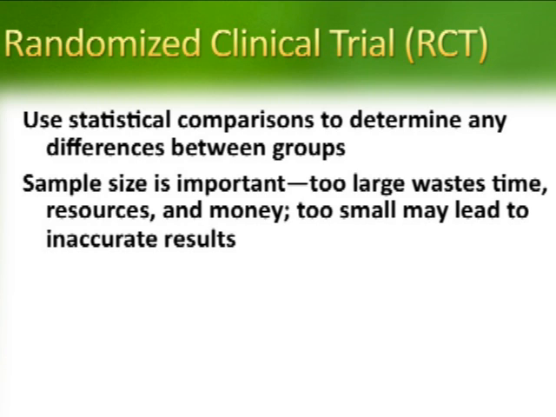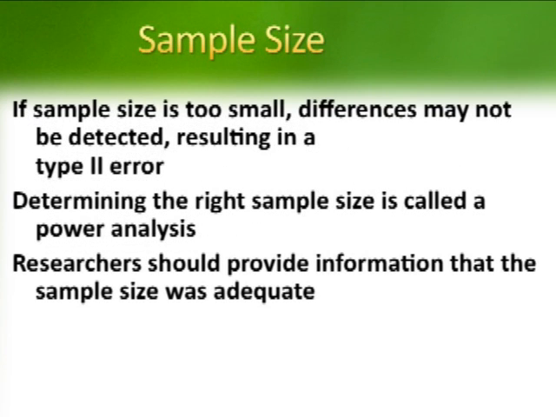And remember that sample size is important too. If it's too large, it wastes time, resources, and money. And if it's too small, it can lead to inaccurate results. If the sample size is too small, differences may not be detected, resulting in a type 2 error. And we're going to talk about type 2 errors when we get to statistics. Determining the right sample size is called a power analysis. And researchers should always provide information in the article that the sample size was accurate.